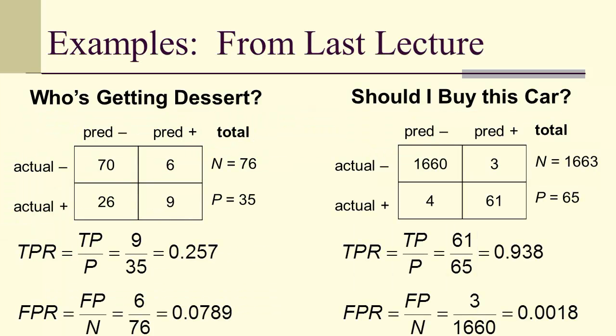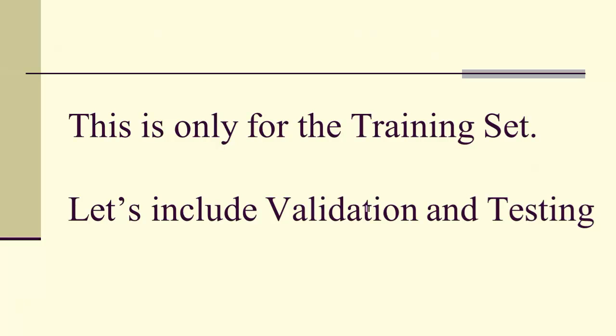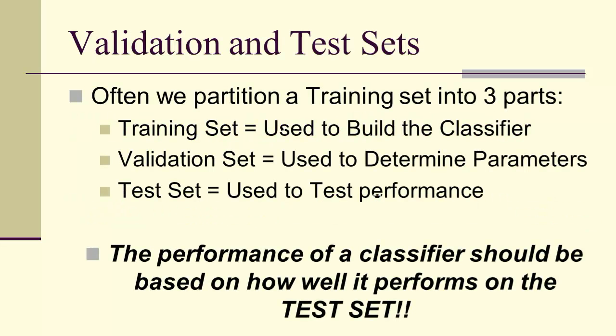So remember from last lecture, we looked at these two examples. Who's getting dessert? Should I buy this car? We had true positive rate, false positive rate, as you see down there. But this was only for the training set. So let's suppose we include validation and testing. So what do we mean by that?